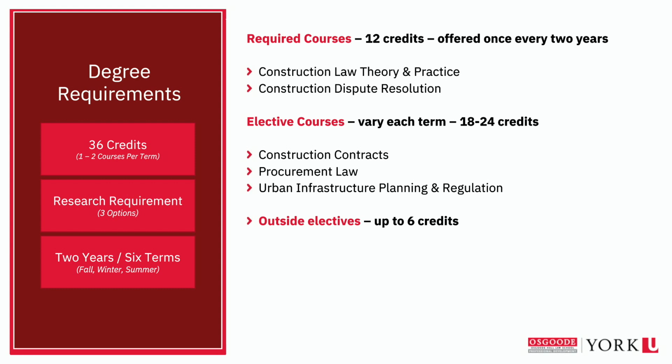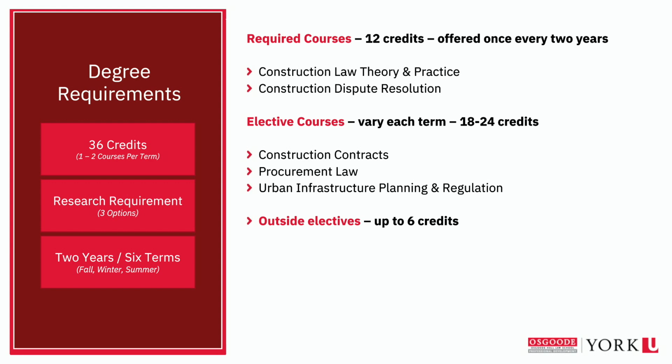In order to complete a professional LLM degree, you'll be doing 36 credits worth of coursework over a 2-year period. Typically, you'll be taking 1 or 2 courses per term. If you're taking 2 courses in a term, they will usually be one after the other rather than running at the same time, and this makes it a little bit more manageable for our part-time students.